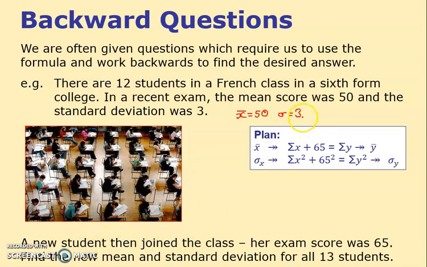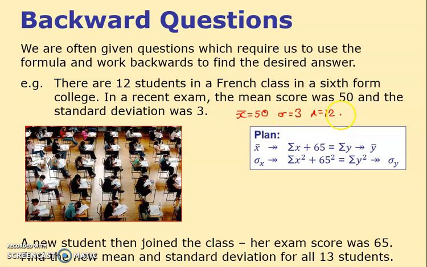Oh, right. Well, how many people were in the class? There were originally 12. A new student then joined the class. Her exam score was 65. Find the new mean and the new standard deviation for all 13 students. Okay. Well, look, the trick here, and this is the plan that we're going to do.